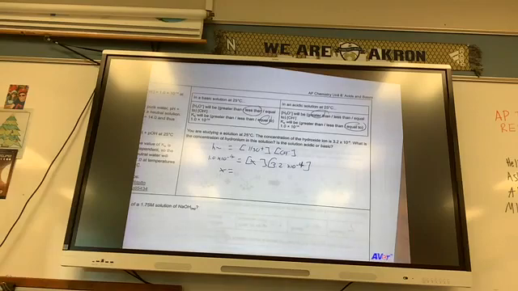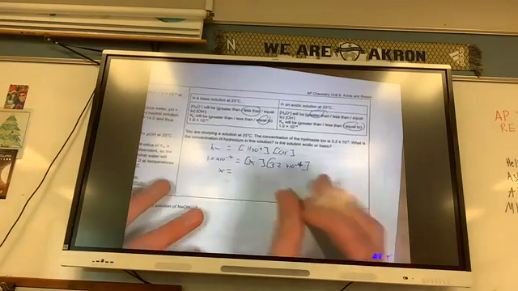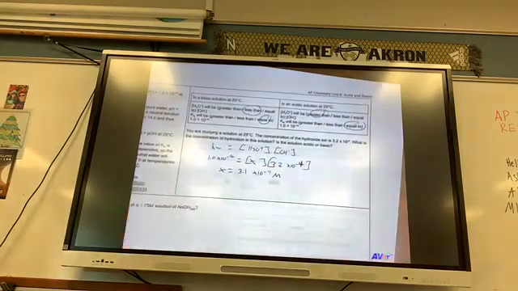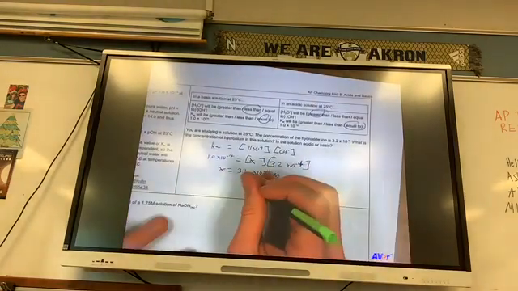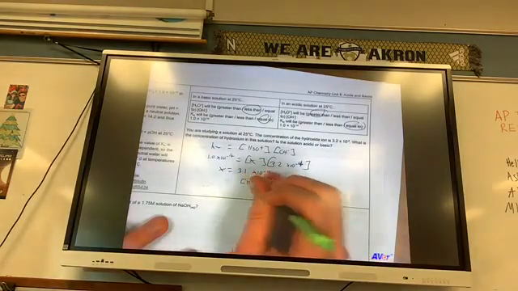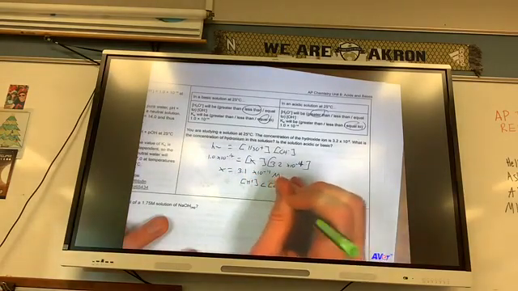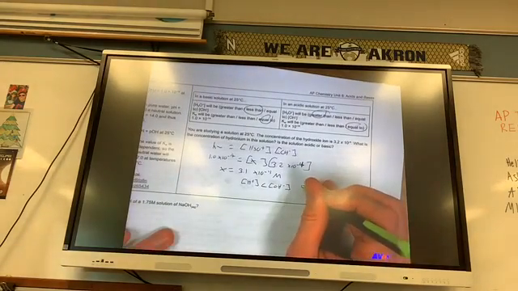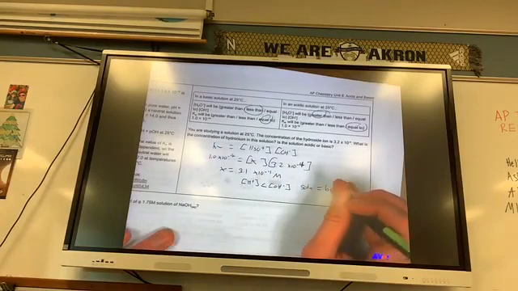3.125 times 10 to the negative 11th. Yep, 3.1 times 10 to the negative 11th molar. So that means that my concentration of H+ is less than the concentration of OH-. Therefore, the solution is what? The solution is basic.